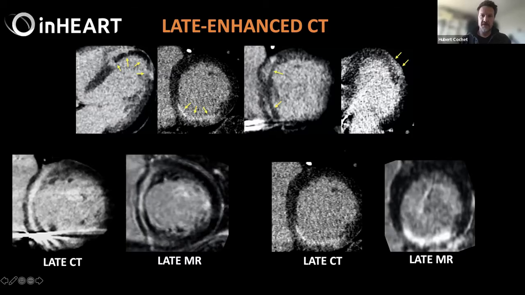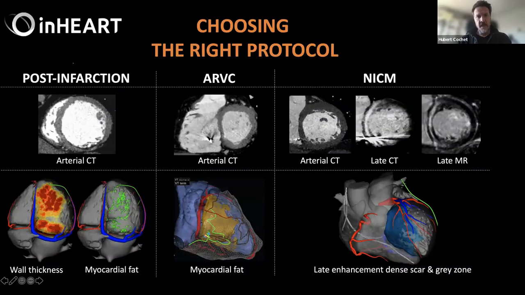So our strategy to define the optimal protocol is this one. In post-infarction, the arterial enhanced CT does the job for most patients, and you will be able to work in your lab with wall thickness maps, fat maps, calcification maps. In ARVC, it's the same. The arterial enhanced CT does the job because we can map the anatomy and also the intramural fat in the right ventricular wall.